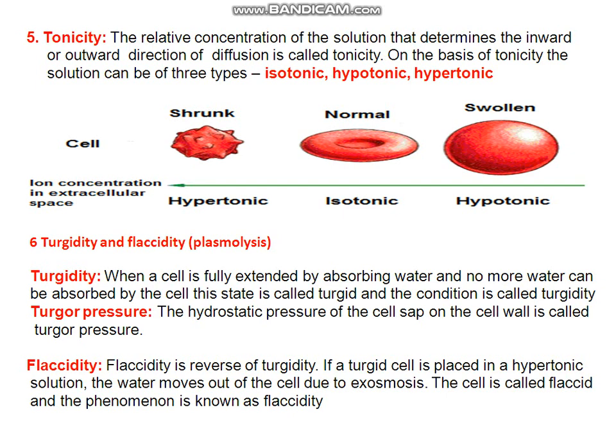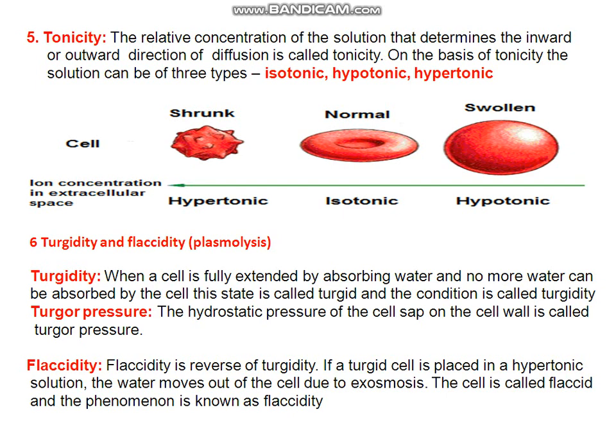So what is tonicity? The relative concentration of the solution that determines the inward or outward direction of diffusion is called tonicity. That means the concentration of the solution is very, very important for the movement of molecules. The molecules of a substance always move from lower concentration to higher concentration. That is why the definition is given here: the relative concentration of the solution that determines whether it will move in the inward or outward direction of diffusion is called tonicity.